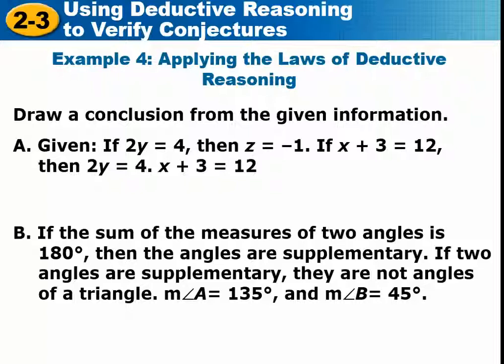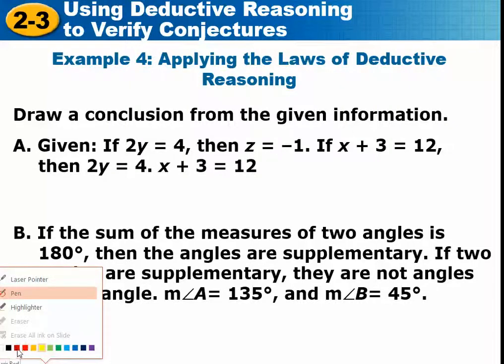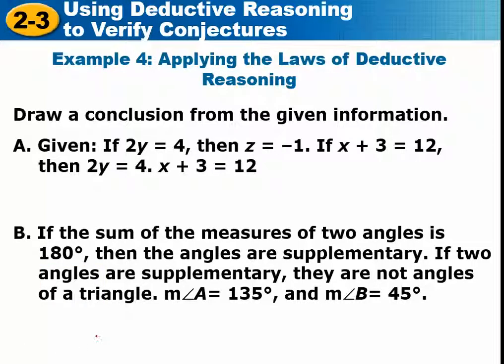All right, so now we have applying the laws of deductive reasoning. Now this is where you would just have to figure out what conclusion could be made from this information. And sometimes we have to use the law of detachment, sometimes we have to use the law of syllogism, but we're just going to see if we can figure out what conclusion we could draw. So we're given several things. If 2y equals 4, then z equals -1. If x plus 3 equals 12, then 2y equals 4. So there's two statements that were given.